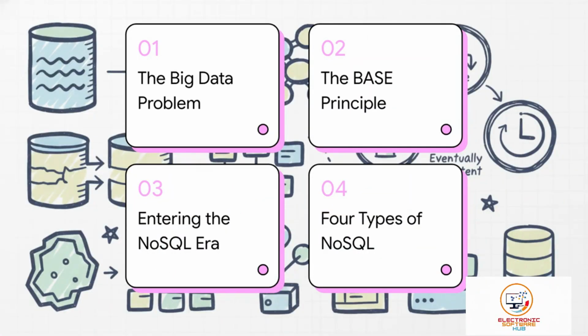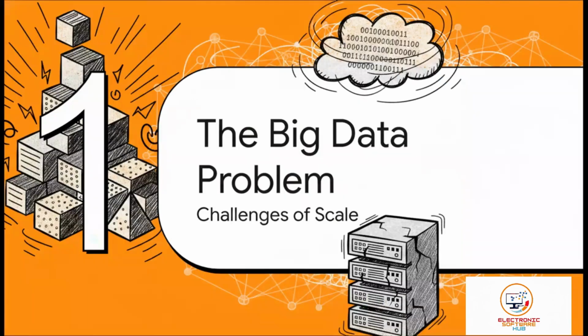All right, so here is our roadmap for today. First up, we'll hit the big data problem. Number 2, we'll break down the BASE principle. 3, we'll enter the NoSQL era. And finally, number 4, we'll look at the 4 types of NoSQL. Let's dive right in. Section 1.